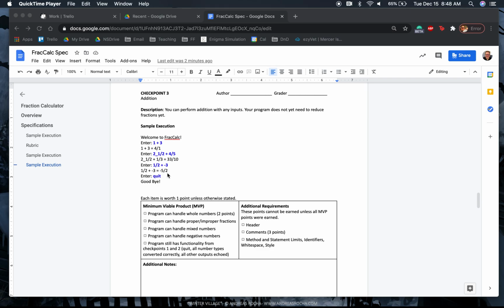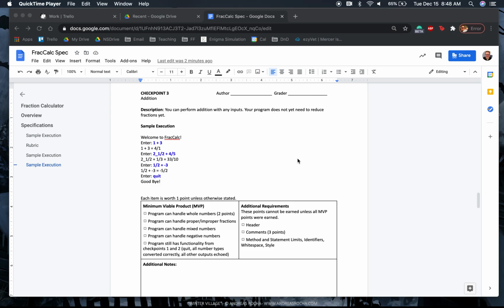We do still need to be able to handle negative values. So 1/2 plus -3 is -5/2. And as usual, the old functionality must still work, in that if we say quit, we should leave the program. This is how the points shake out. You can review the PDF to see how that works.